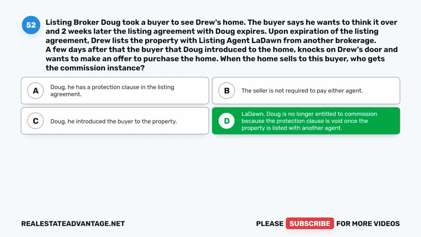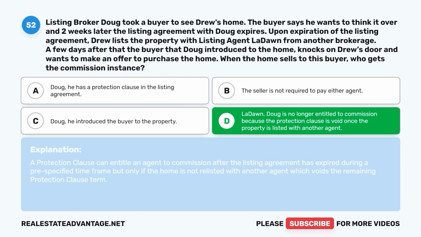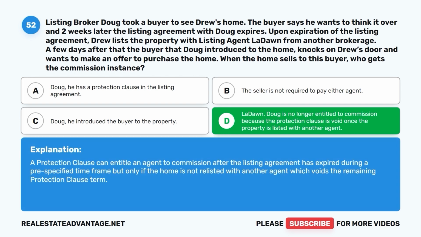LaDawn, Doug is no longer entitled to commission because the protection clause is void once the property is listed with another agent. A protection clause can entitle an agent to commission after the listing agreement has expired during a pre-specified time frame, but only if the home is not relisted with another agent, which voids the remaining protection clause term.